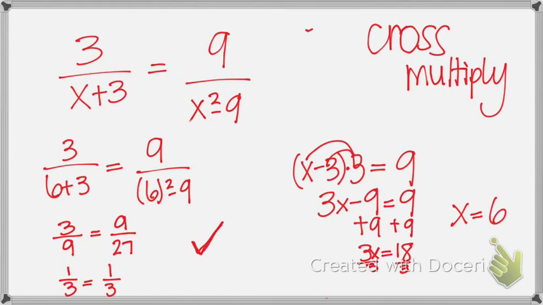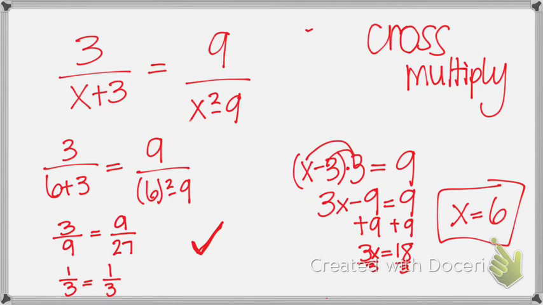So what's the answer? 1 over 3? No, the answer is 6. 1 over 3 shows you that 6 works. So if it wasn't a solution, we just put in the box, no solution. Correct. Yes.